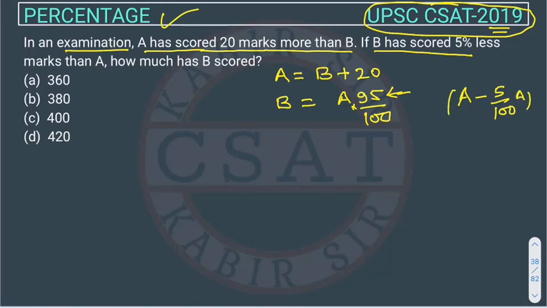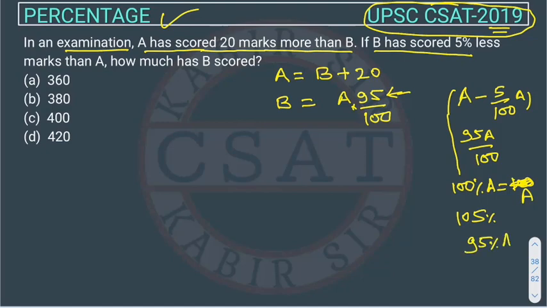When you solve this, it will come out 95A upon 100, right? So directly we can write, because we know 100% of A is equal to A, sorry, right? So whenever we talk about some increment, suppose they are talking about 5% increment, it will become 105% of A. And if they talk about 5% decrease, we will write 95% of A, right? So these are the basics. I teach them in the basic class, right? So here it will become like this. Okay, I hope you got it.